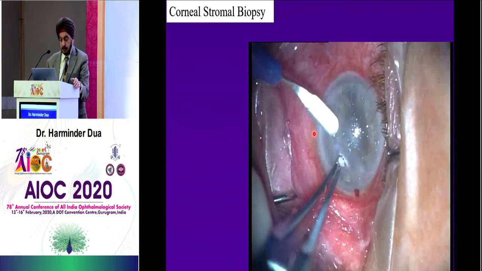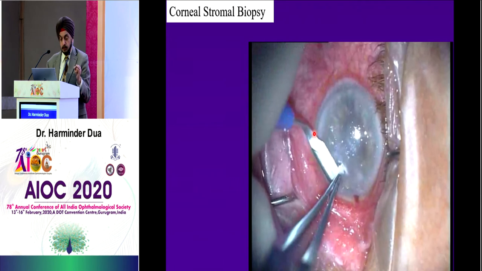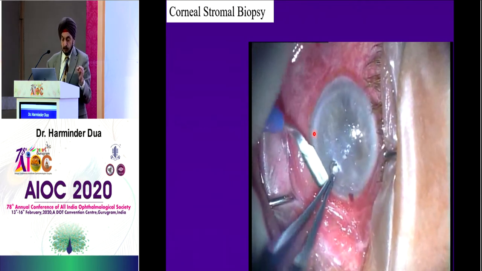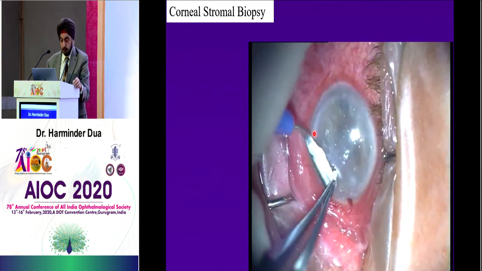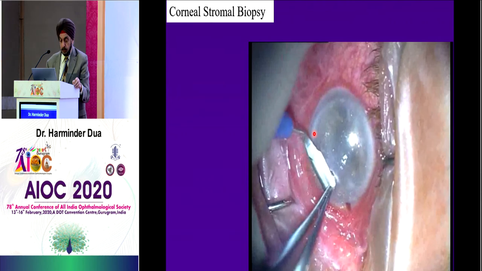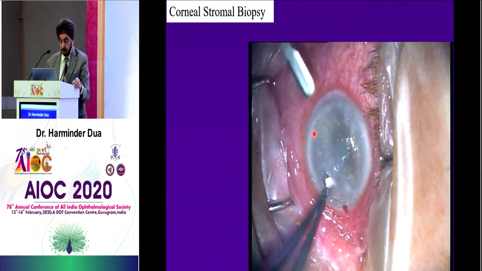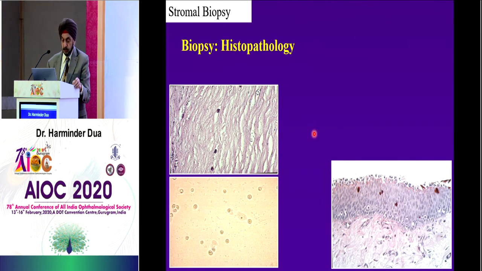So you can take the biopsy from where you are most likely to get a good yield. Don't try and avoid the visual axis just because the patient's vision may be compromised, because you will then not get a diagnosis, and then you would probably lose sight anyway. So go for the site which is most likely to give you a positive result, and that's just how you take the biopsy.